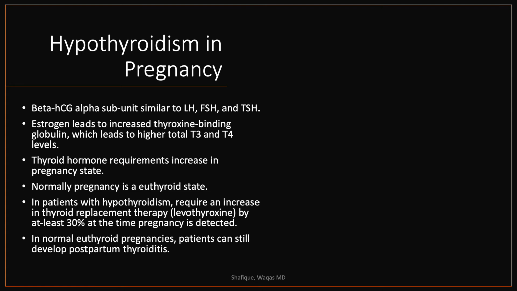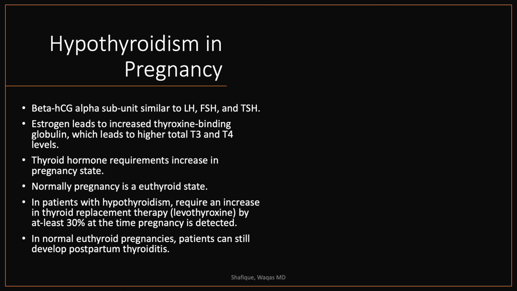Hypothyroidism in pregnancy is a little complicated. Beta HCG starts being produced by the blastocyst by day 6. That's when it gets implanted and becomes a blastocyst. And then it's secreted by syncytial trophoblasts that make up the outer layer of the chorionic villi.